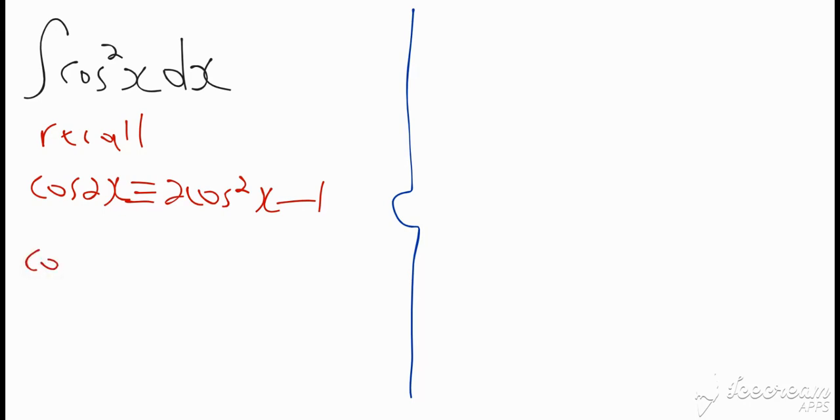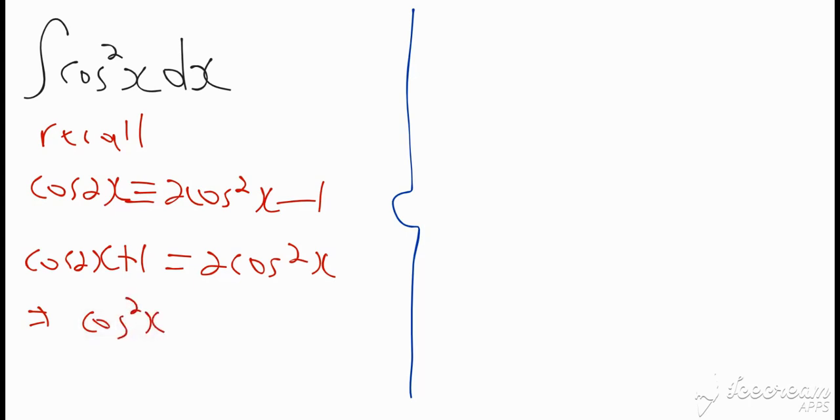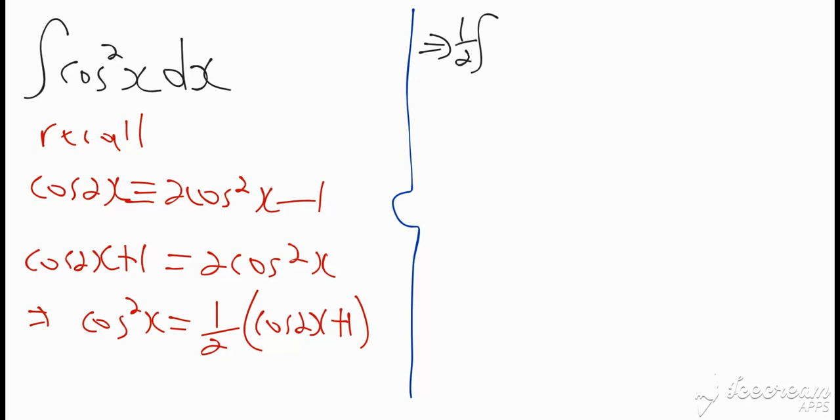So we could say cos 2x plus 1 is equal to 2 cos squared x, which would imply that cos squared x is equal to a half (cos 2x plus 1). Or we can just put cos 2x plus 1 over 2. It means the same thing. The integral now becomes, and of course, because the half is multiplying the bracket, the half can go outside of the integral. So we have the integral of cos 2x plus 1 dx.